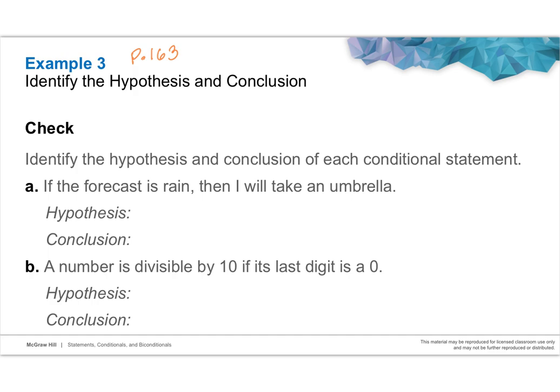So part A, if the forecast is rain, then I will take an umbrella. Remember, after the if word is where our hypothesis will lie, and after the then word will be where our conclusion will lie. So we will say here, the hypothesis is that the forecast is rain, and the conclusion is I will take an umbrella.